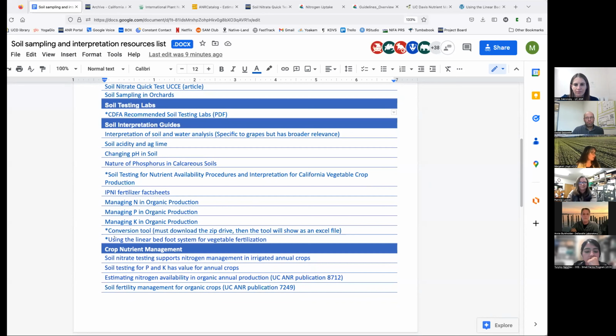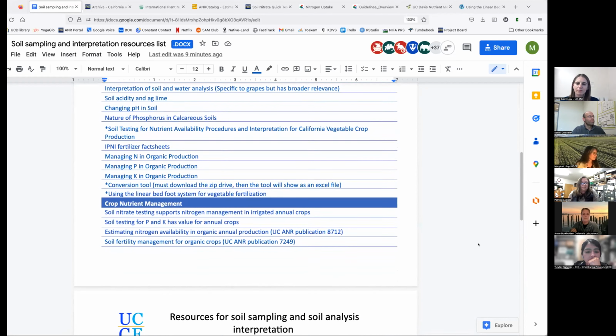And then if you aren't familiar with the system of translating linear bed feet to acreage, this is one of my favorite articles on how to do that. So the recommendation says apply 500 pounds of this fertilizer. How do you get that onto a 3-foot wide bed that's 20 feet long? This article will guide you through that.